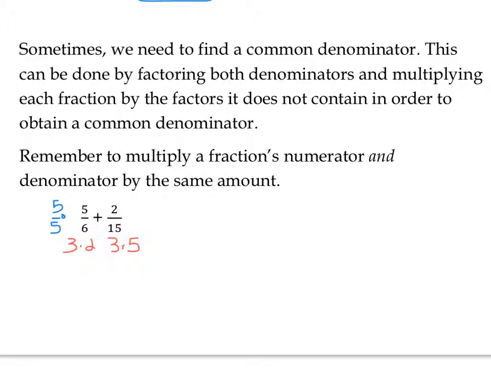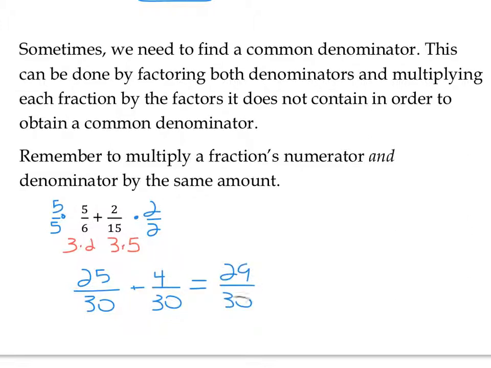And my second fraction doesn't have a 2 as one of its factors. It's got the 3 and the 5, but it doesn't have the 2, so I'd multiply by 2 over 2. When I do that, I get 25 over 30 plus 4 over 30. Okay? And so now I have a common denominator. I can add these and get 29 over 30. I don't have to worry about any restrictions because I don't have any variables there. So 29 over 30.